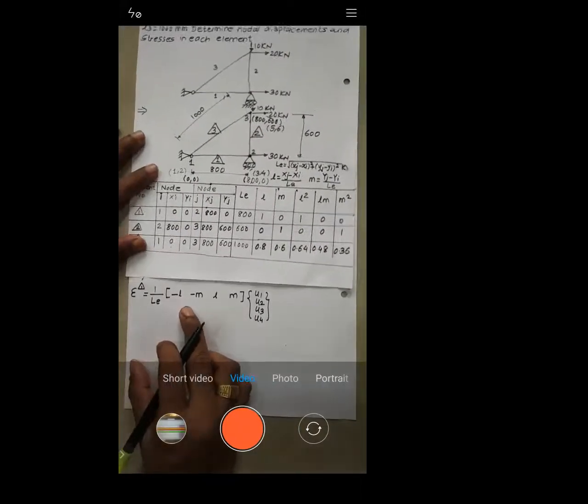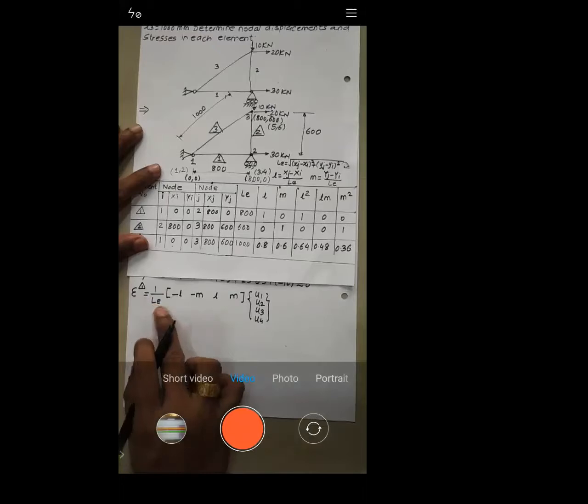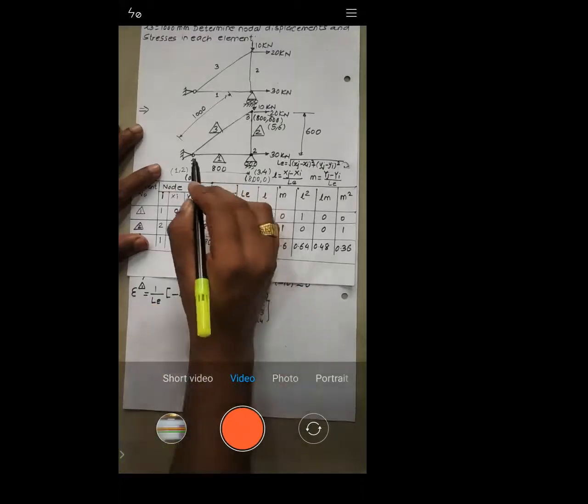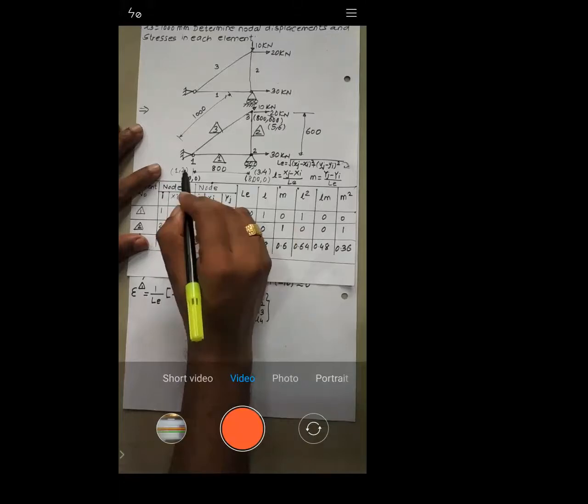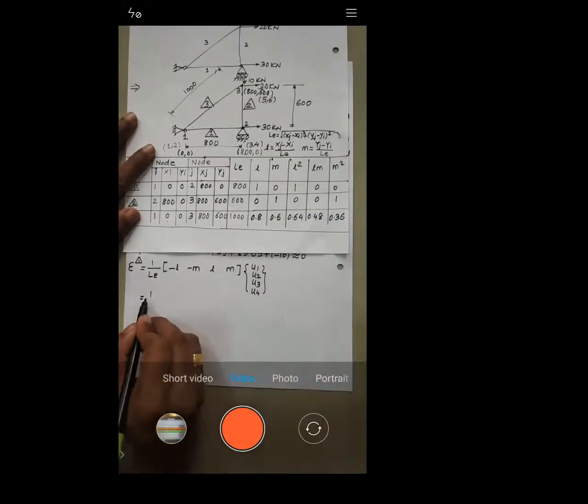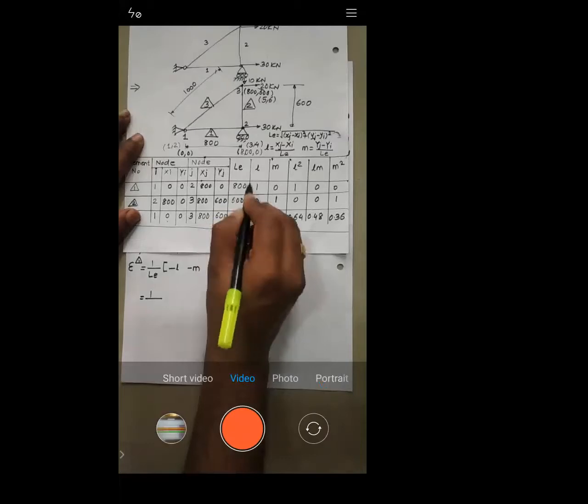See, for element number 1, I'm doing 1 by LE times [-L, -M, L, M]. Now for element number 1, it is between nodes 1 and 2, that is degrees of freedom 1, 2, 3, 4. Now just put the values: 1 by length of the element. What is the length of the first element? It is 800.